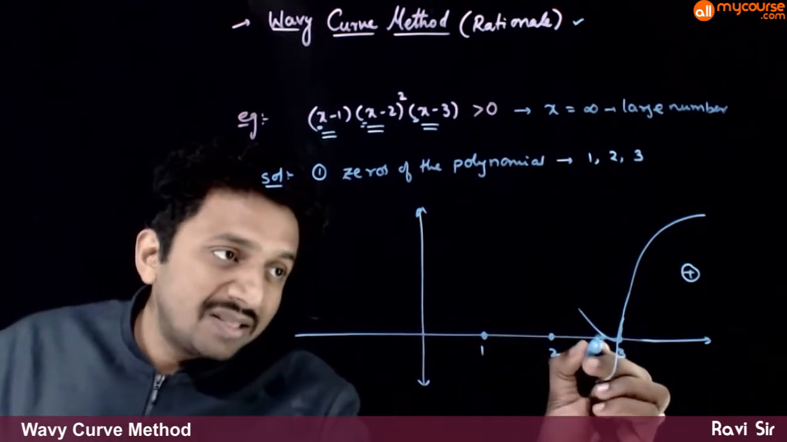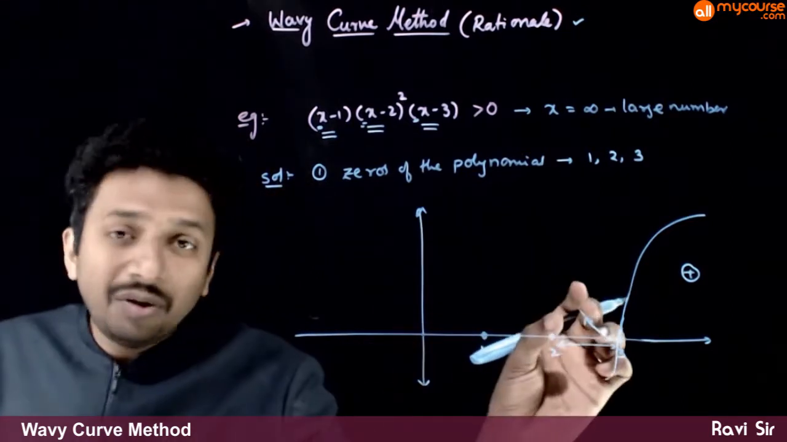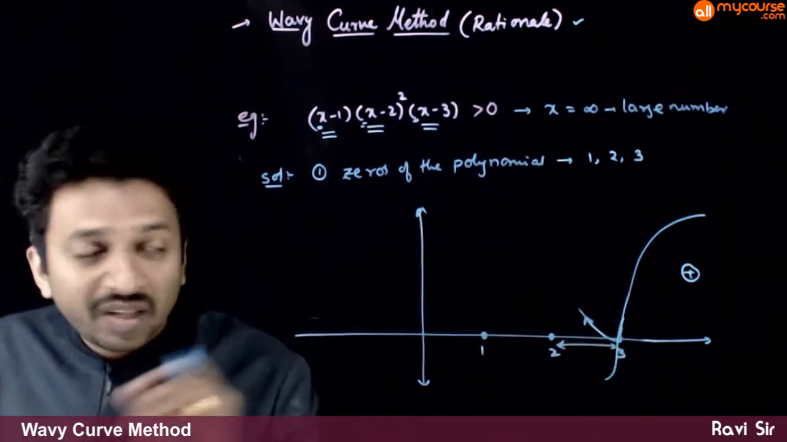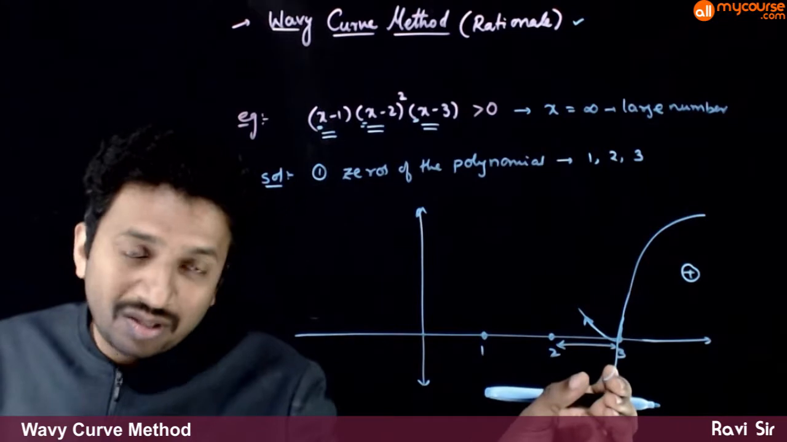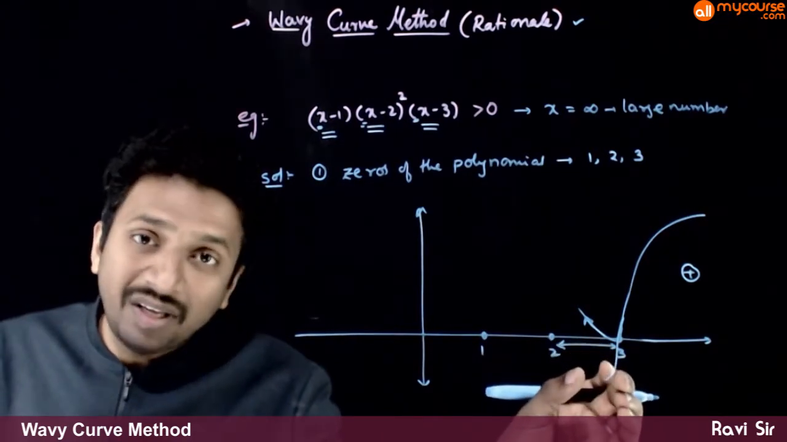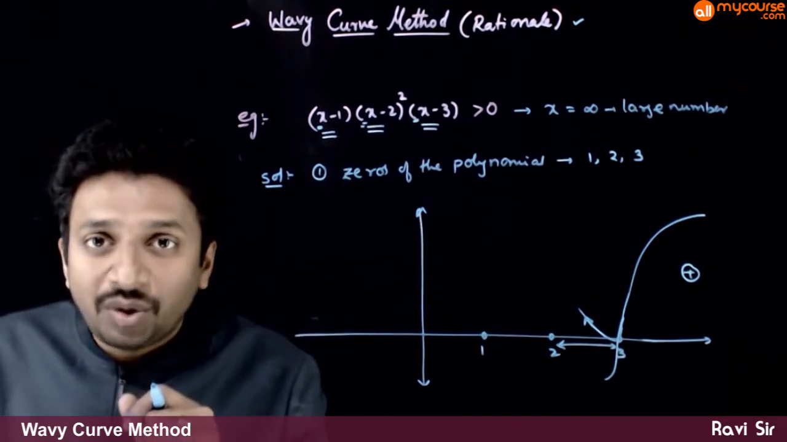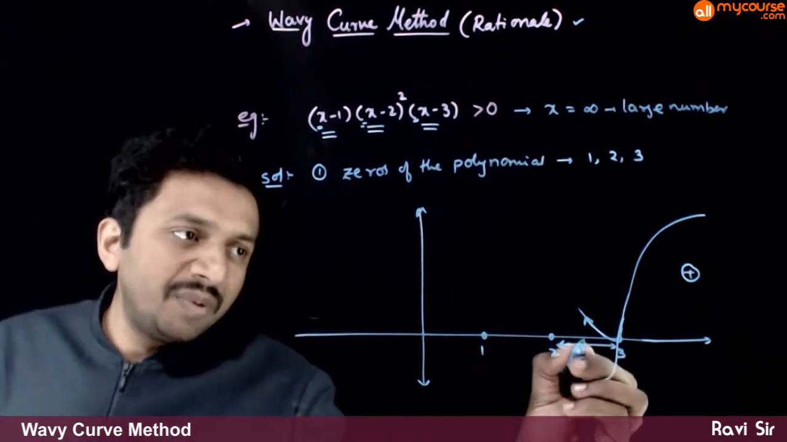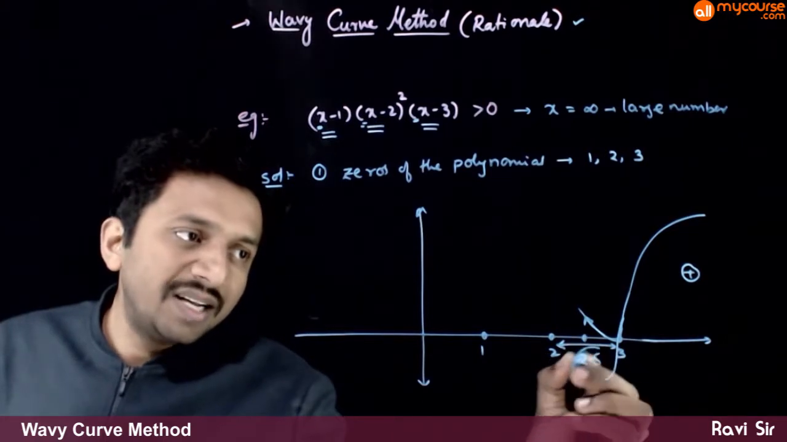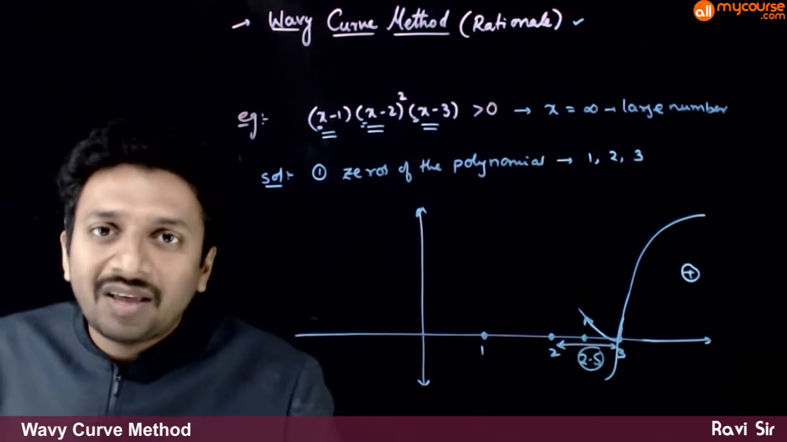If it takes this option, that means between x is equal to 2 and 3, the value of the expression has to be positive. If it takes this route, that means between x is equal to 2 and 3, the value of the expression is negative. So let us see what happens between x is equal to 2 and 3. Let us take any number between 2 and 3, say 2.5, and check the signs of individual factors.